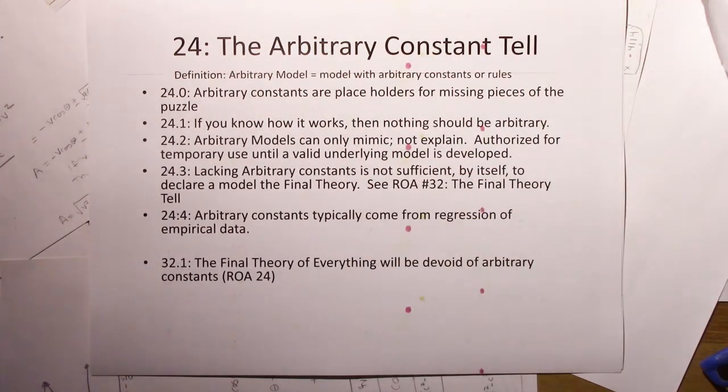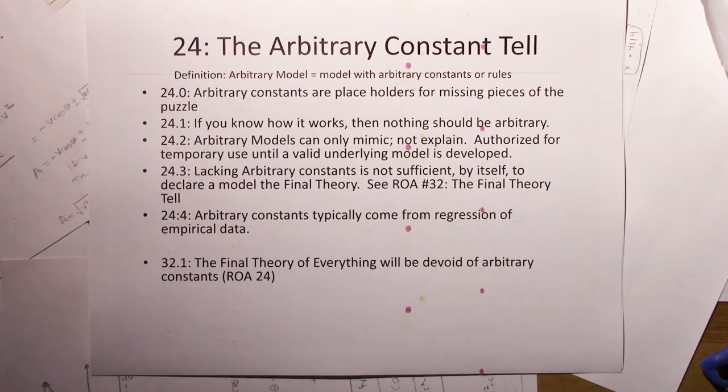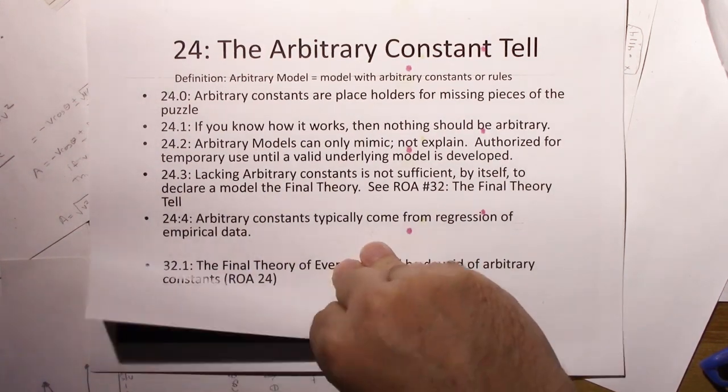Or you physicists who think that you're developing laws when you have laws with arbitrary constants in them. That's an oxymoron. Now, what I've done is I've taken line 32.1 from the final theory tell, and just to show you, the final theory tell says the final theory of everything will be devoid of arbitrary constants, and this reflects back to the rule of acquisition 24.